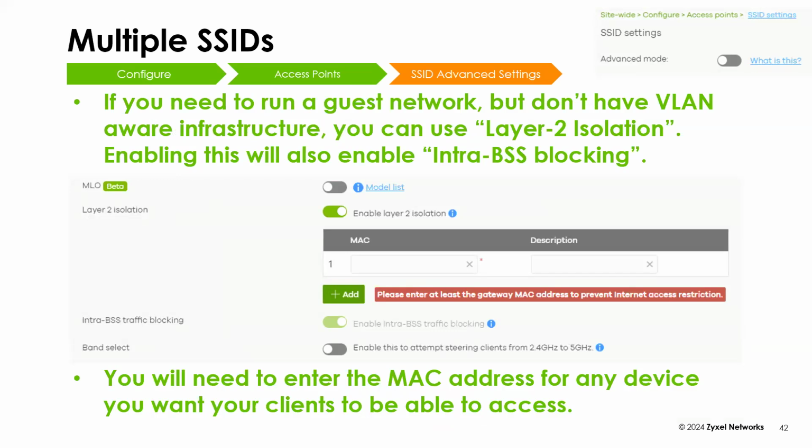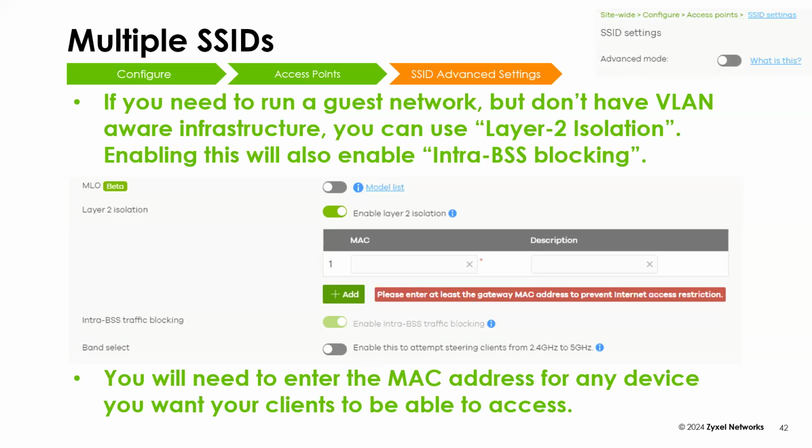Now, if you don't have VLAN aware infrastructure, another feature that we offer for guest networks is layer 2 isolation. So when you enable layer 2 isolation, it basically blocks all outbound traffic except to devices whose MAC address you have manually added to a whitelist. So this prevents users from being able to send traffic or to access any resources on your network unless you have specifically whitelisted it for them.